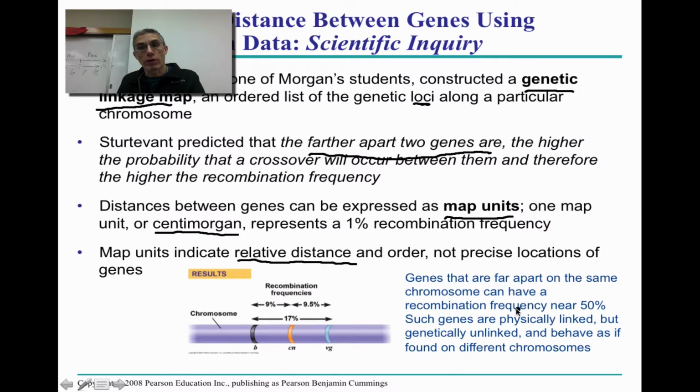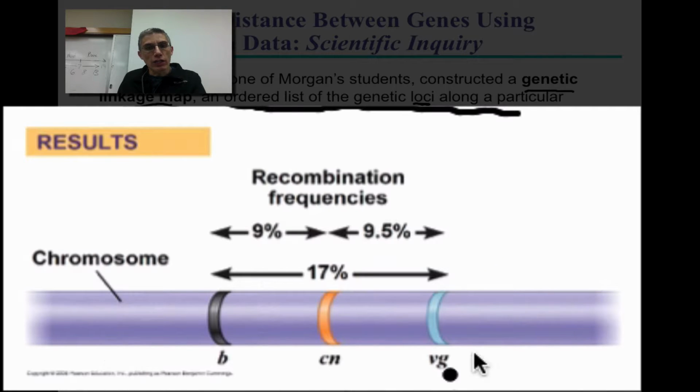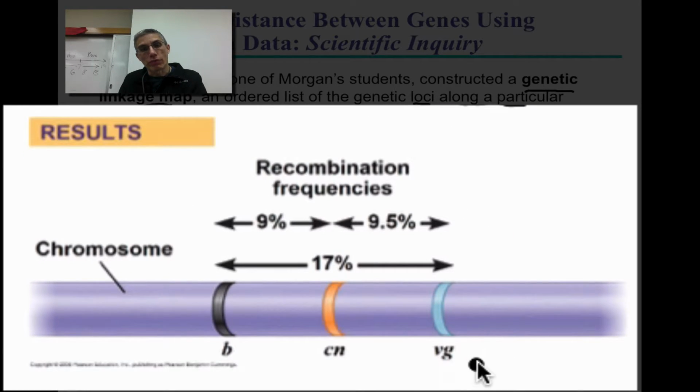Genes that are far apart on the same chromosome can have a recombination frequency near 50%. When you have something pretty close to this number, they may be physically linked but genetically unlinked. In other words, they're going to behave as if they are found on different chromosomes. This gives you an idea of what Sturtevant was hypothesizing based on the information provided by Morgan.